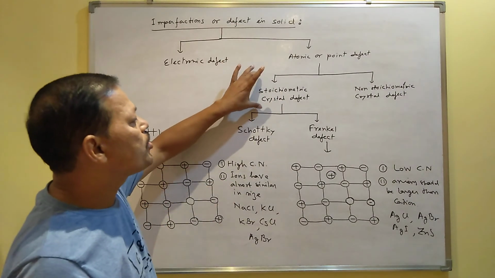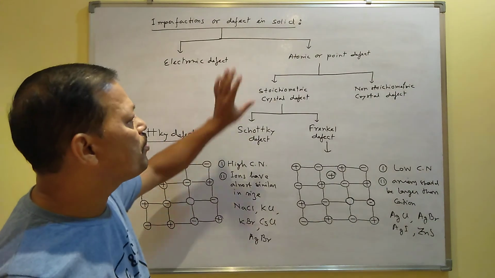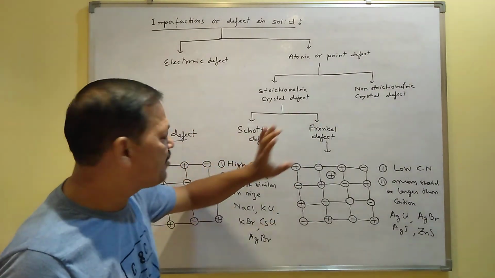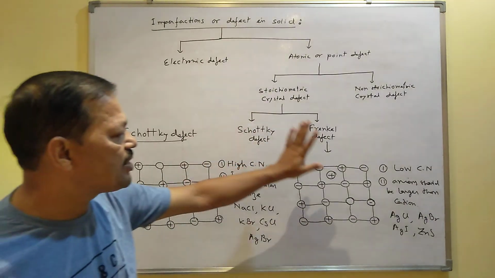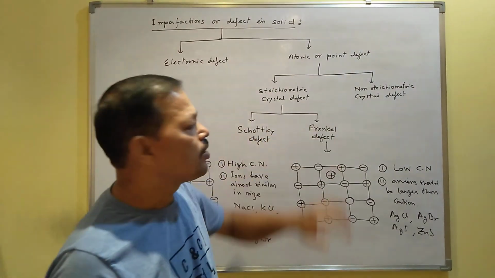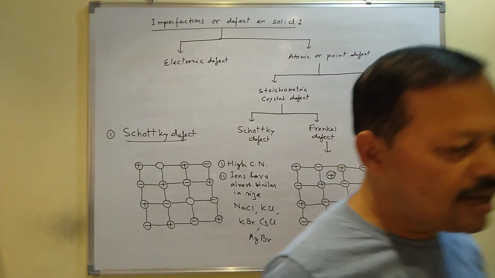So this is about the stoichiometric crystal defect. Stoichiometric crystal defects can be classified into two types, Schottky defect and Frenkel defect. This is your Schottky defect and this is your Frenkel defect. Next, we will study the non-stoichiometric crystal defect.